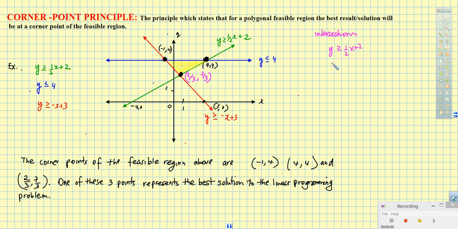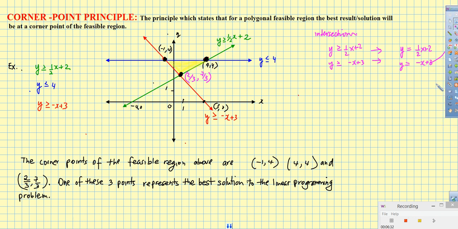So I say, y is greater than or equal to 1/2 x plus 2, and y is greater than or equal to -x plus 3. When I'm solving for the point of intersection, I'm always dealing with equations, so it's irrelevant to keep the inequalities. I could just change this directly to y equals 1/2 x plus 2, and y equals -x plus 3. And from there I am going to very quickly find the point of intersection by using systems of equations.